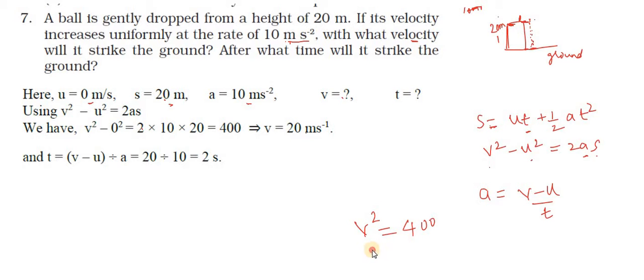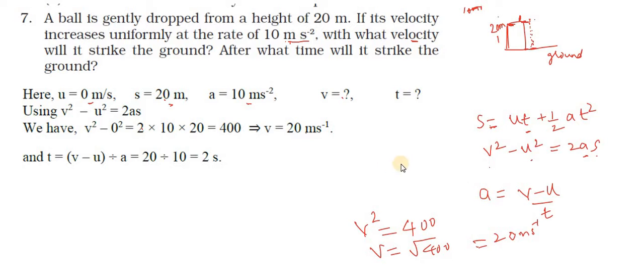What do we want? We want v. v is equal to the square root of 400. The square root of 400 is nothing but plus or minus 20. So I'll take here plus 20, 20 meter per second. So we got v, and we also need to find t.